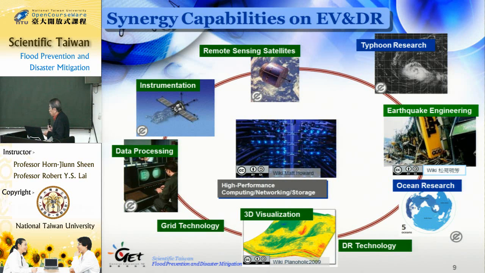And also the National Computing Center has developed a great technology for the forecast. And also here are earthquake engineering, typhoon research, etc. So all these research centers are involved to certain degrees in developing technologies to reduce the damage.